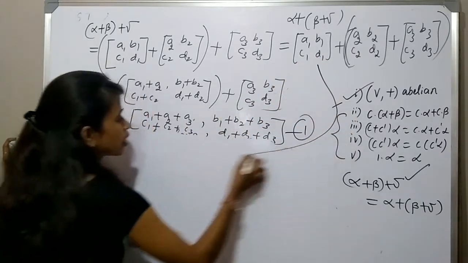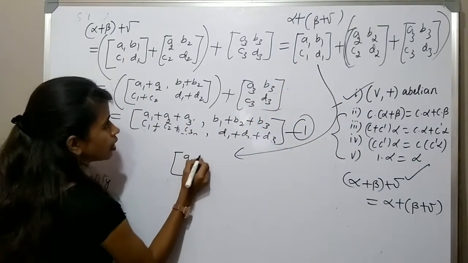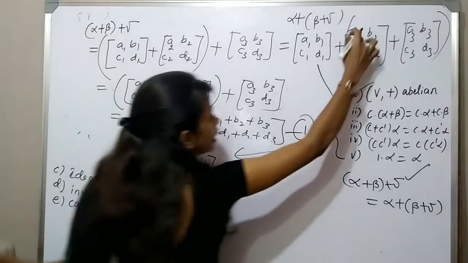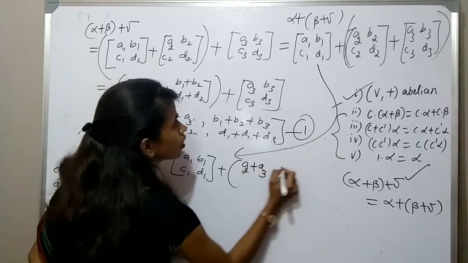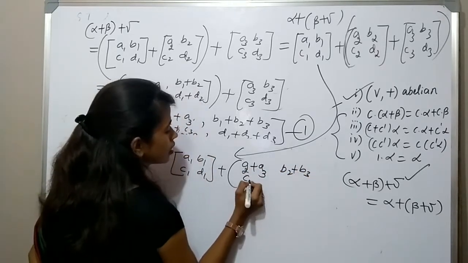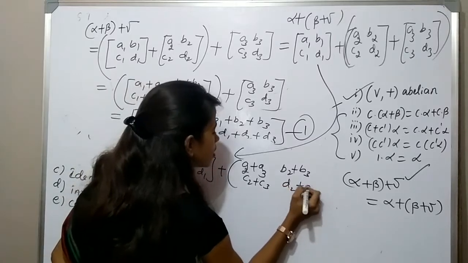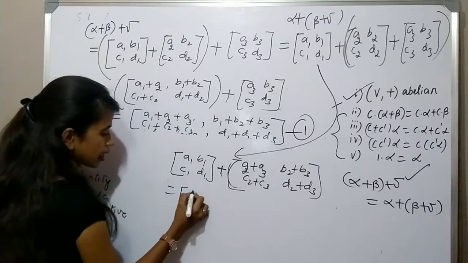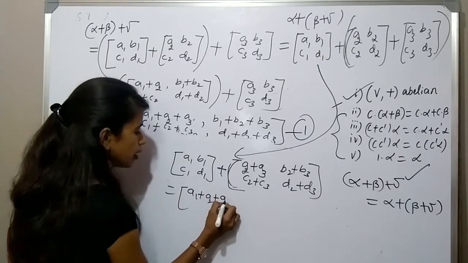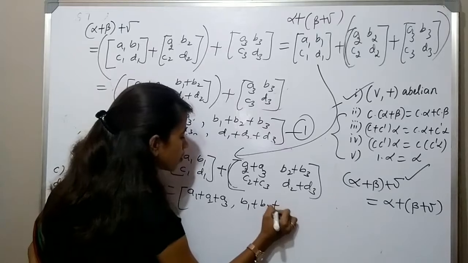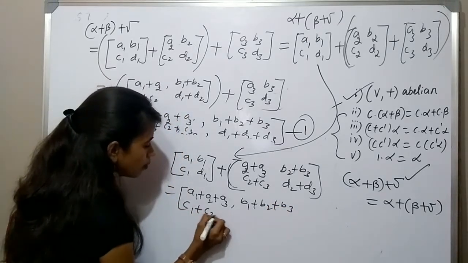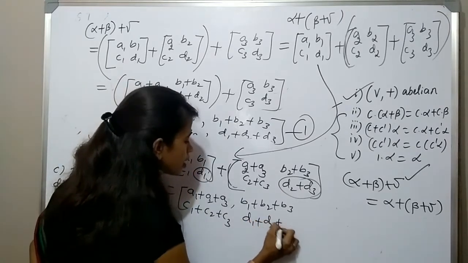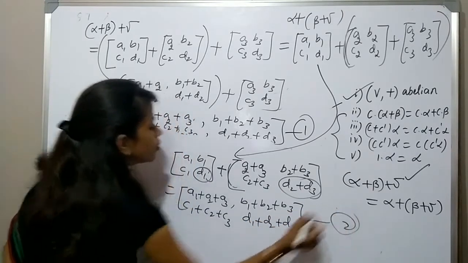So now this one becomes A1, B1, C1, D1, and that one becomes A2 plus A3, B2 plus B3, C2 plus C3, D2 plus D3 in the matrix. Here is the plus sign, so A1 plus A2 plus A3, B1 plus B2 plus B3. Next, similarly C1 plus C2 plus C3, then D1 plus D2 plus D3. So this is equation 2.